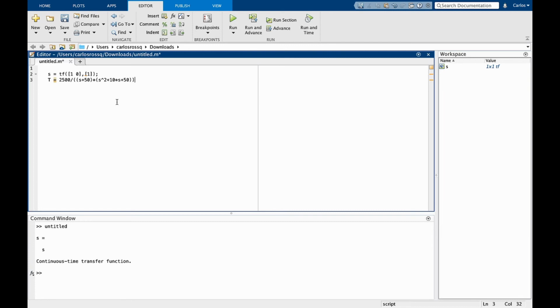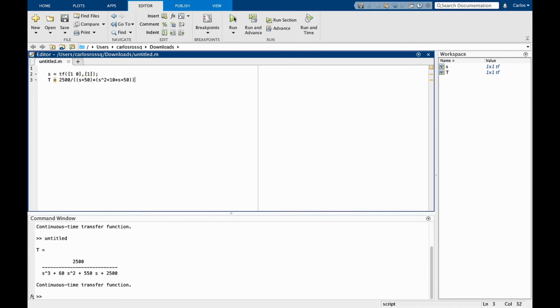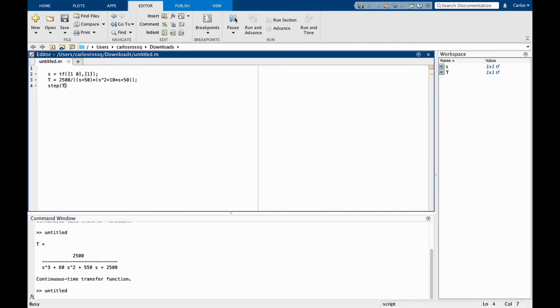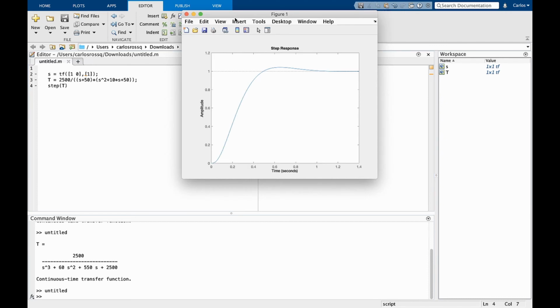Now here is the transfer function given in the problem. You see that this is a function of s, and s is a transfer function itself. So when you run this, we see that now we have T of s as the transfer function given in the problem. The step response of T of s can be obtained by simply typing step T. This implies a unit step input, and when you run the code, we see the time response here.